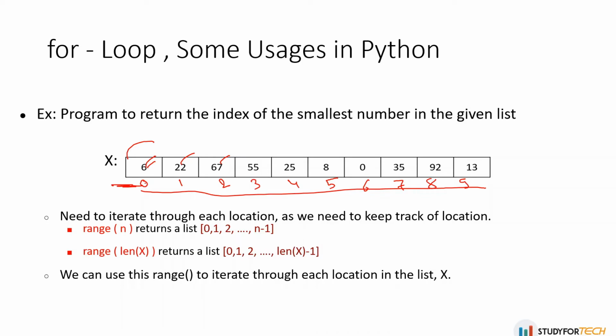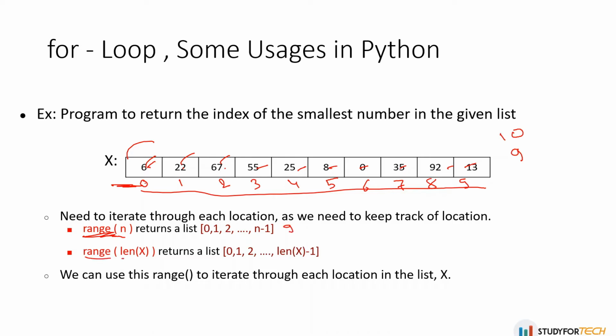So I want to find the smallest number inside this particular list. We need to iterate through each location, as we need to keep track of location also. So how do we find out how many numbers are there? We can take the range of n, which returns a list 0 to n minus 1. How many elements are there? 1, 2, 3, 4, 5, 6, 7, 8, 9, 10. So 10 elements are there, and the index will start from 0, so it should go till 9. If you give range n, it will return 0 to n minus 1, that means till 9.